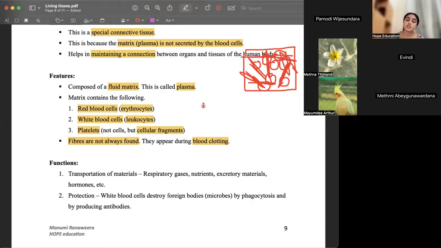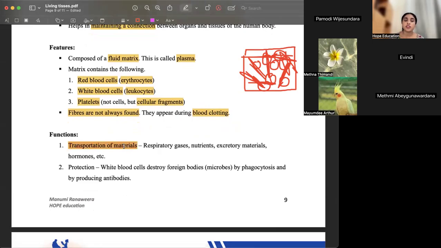Let's see what the functions of blood are. Transportation of materials, of course. Blood does a lot of transport. When I breathe, the oxygen is transported to my cells by blood. And nutrients: when I eat, the food is digested, and those nutrients have to be taken to the relevant places. That transportation is also done by blood. Excretory materials like urine are also transported by blood.